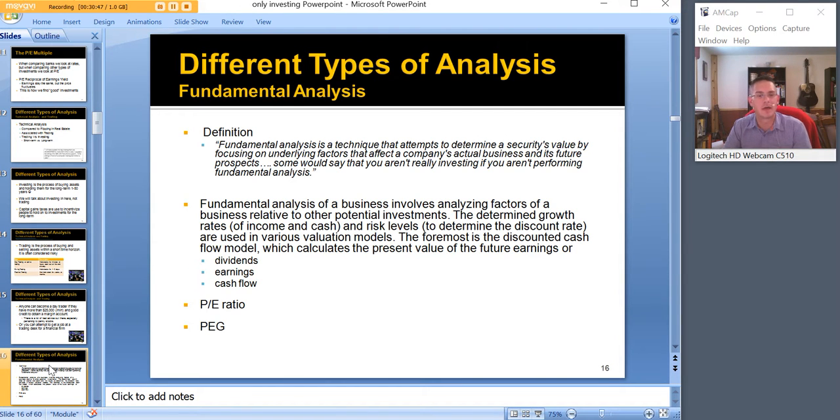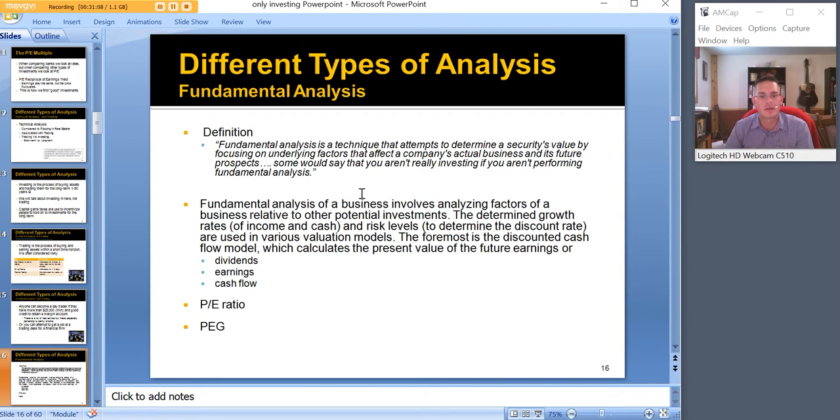Then we get into fundamental analysis. That's what we're going to talk about in here. Fundamental analysis is a technique that attempts to determine a security's value by focusing on underlying factors that affect the company's actual business and its future prospects. Some would say that you aren't really investing if you aren't performing what's called fundamental analysis.